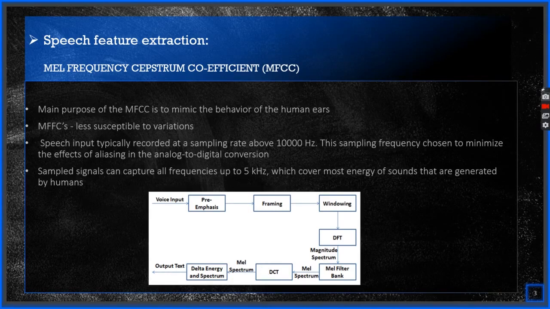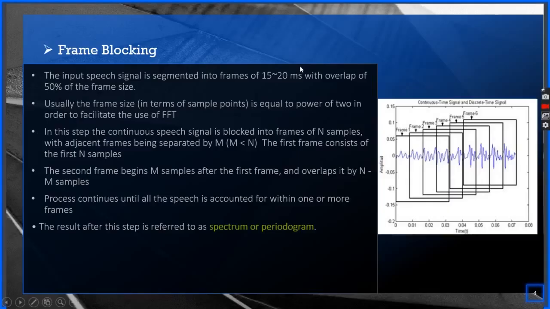Here the first step is pre-emphasis of the input voice signal. The goal of pre-emphasis is to compensate the high frequency part that was suppressed during the sound production mechanism of humans. So we use a high pass filter in the pre-emphasis. After pre-emphasizing the signal, we do frame blocking.